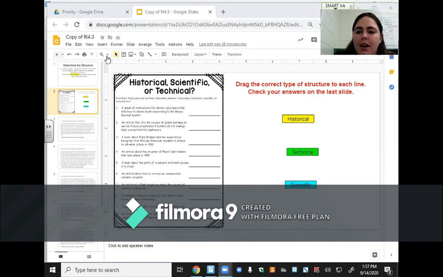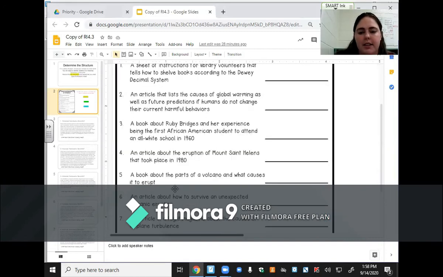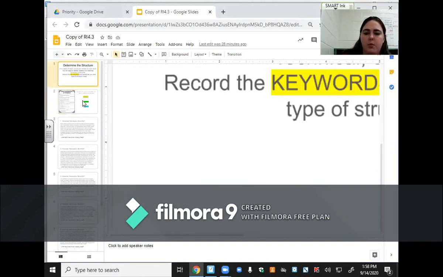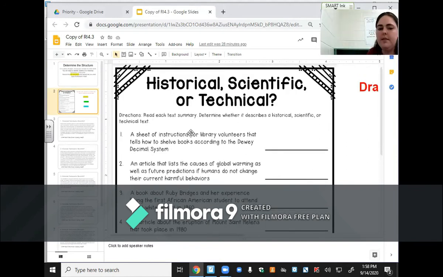and figure out what kind of text that is. So what kind of informational text are we looking at in each sentence? So let's look at number one. And number one says, a sheet of instructions for library volunteers that tells us how to shelve books according to the Dewey Decimal System. What the Dewey Decimal System is, it's the way the books are categorized in the library with like decimals and numbers and stuff.